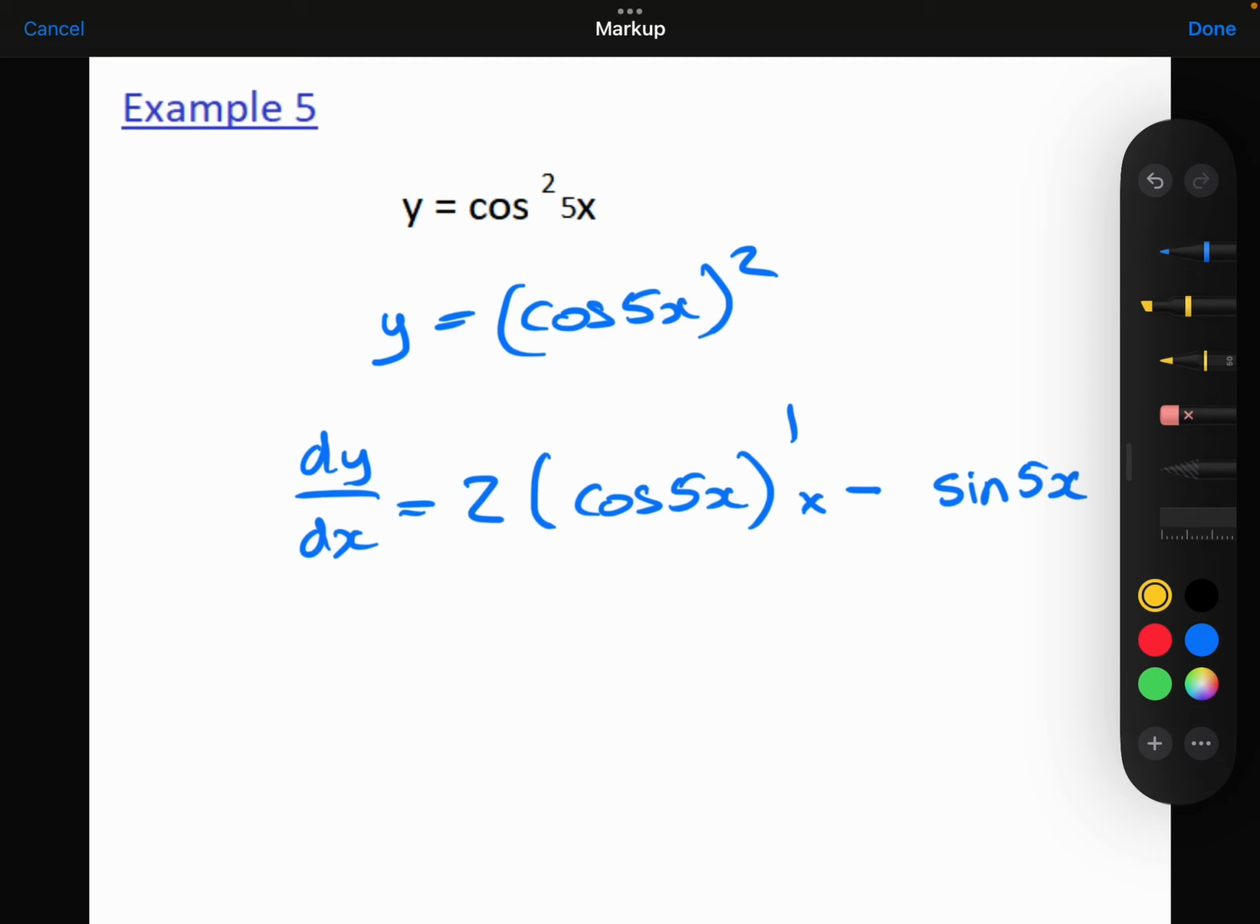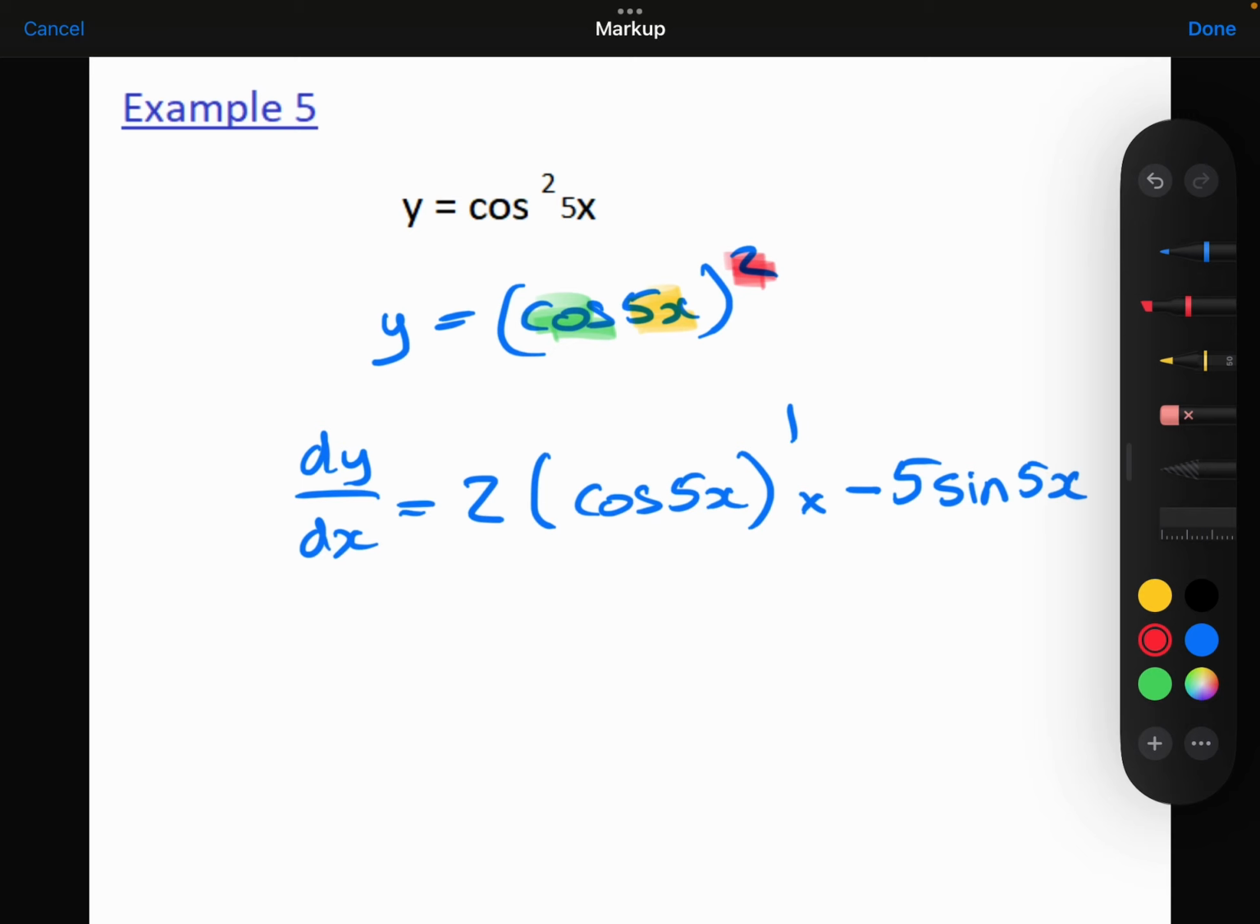So I'm going to multiply this by minus sine 5x. And notice that actually in this question, when I'm differentiating the cos 5x, I've actually got a chain rule here as well. So this is me differentiating the cos aspect of it. And I need to multiply that by 5 because of the 5x aspect of it. So in this question, what we've actually got is a double chain rule. We've got the 5x inside the cos that is inside the squared.